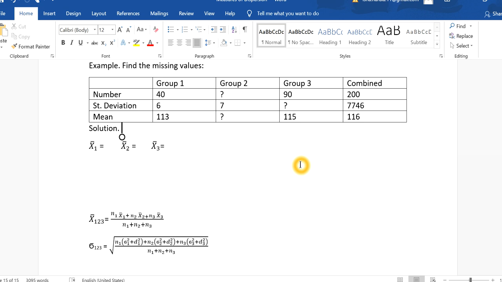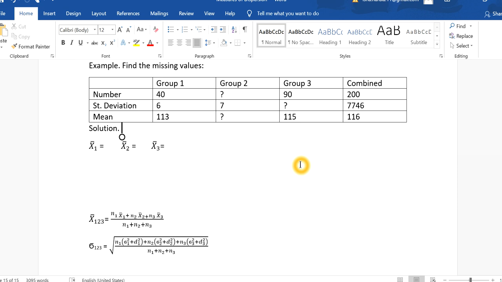Then let's move forward to the mean. Group 1's mean is 113, group 2's mean is not given, and group 3's mean is 115. So the combined mean is 116. In this question, we have to find the missing values. First we have to calculate group 2's number of observations, group 3's standard deviation, and group 2's mean value, right? So let us start with the question now.